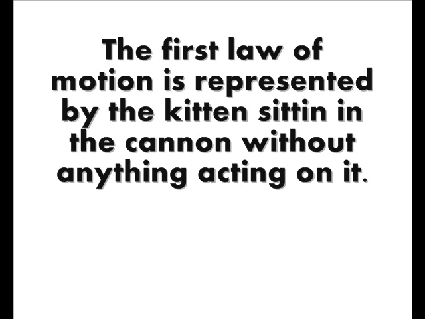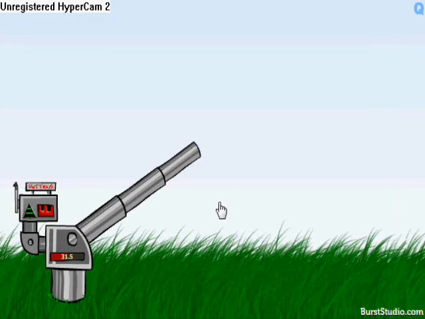Every object in a state of uniform motion tends to remain in that state of motion unless an external force is applied to it. The first law of motion is represented by the kitten sitting in the cannon without anything acting on it.